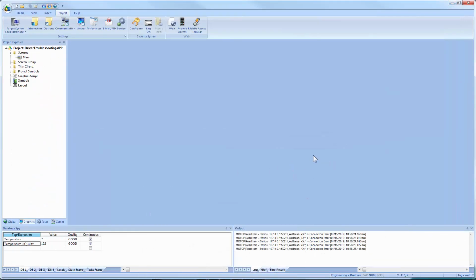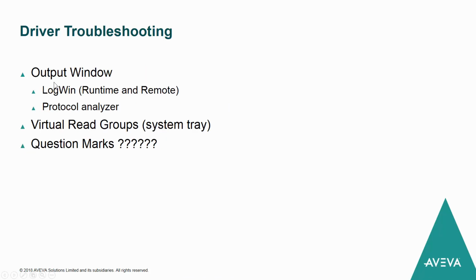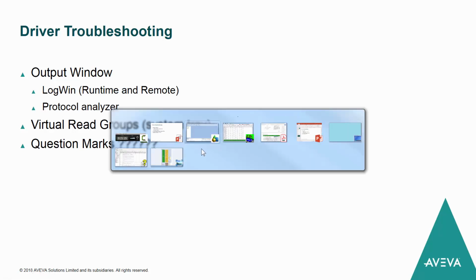Let's see. Some other things that I wanted to point out: the status fields, how to display, that's what I just did with the if, the quality property. Let's go to the next page here. The output window, I showed the output window and then the runtime and the remote versions of the log window. I didn't cover the protocol analyzer yet.